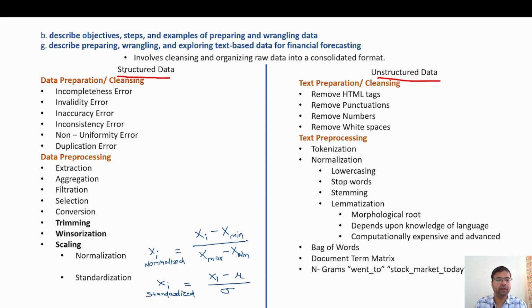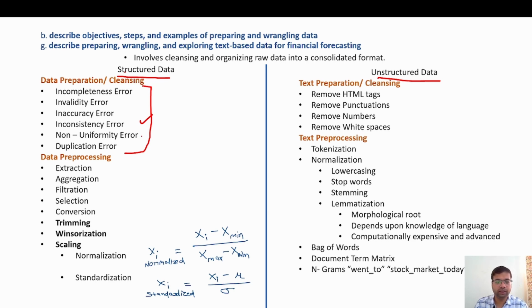For structured data, in the data preparation and cleansing part, you check whether these particular problems exist in the data or not. The problems could be incompleteness error, that the data is incomplete, invalidity error, that the data is not valid, inaccuracy error, like the data is not accurate, and inconsistency error, that you have got the data but one feature says something and the other feature says something else. Suppose there are two columns, one is the age column and one is the date of birth column. In the date of birth column, you are given the year 2000, but in the age column you are given the age as 30 years. Now you know that 2023 is going on, so the age should be 23, but the age column says 30 years and the date of birth column says the year of birth to be 2000. So these two data are inconsistent with each other. That is called an inconsistency error.